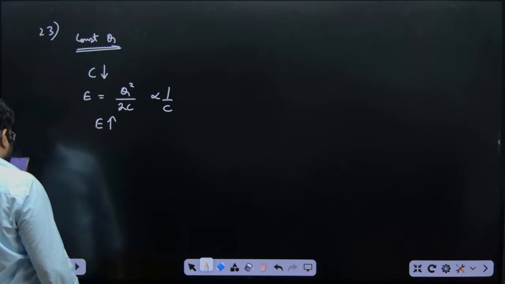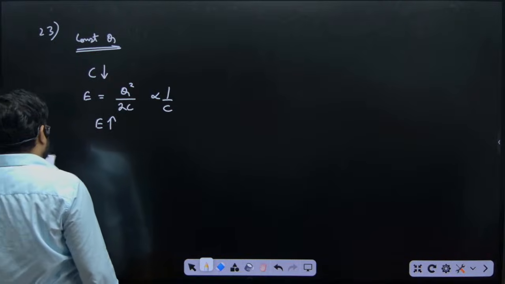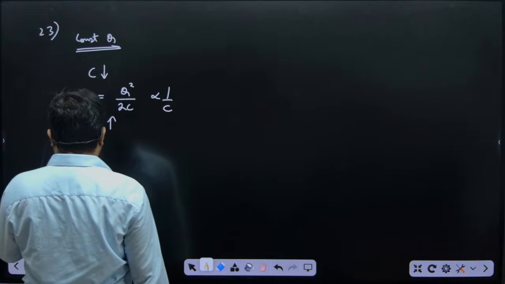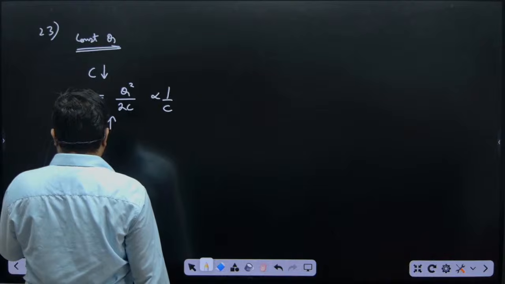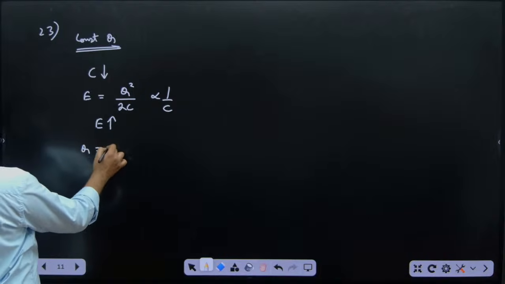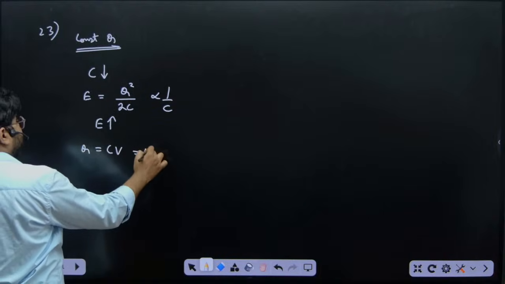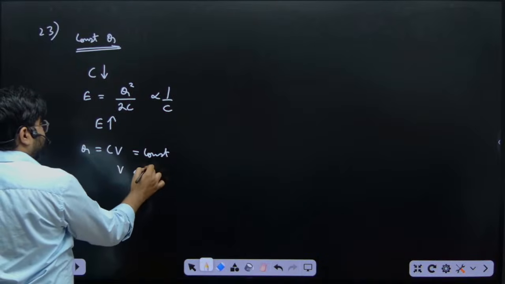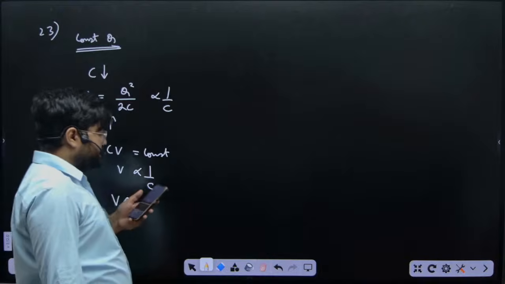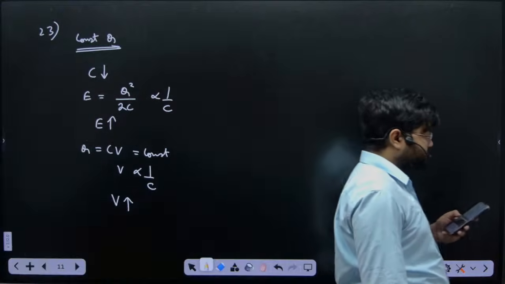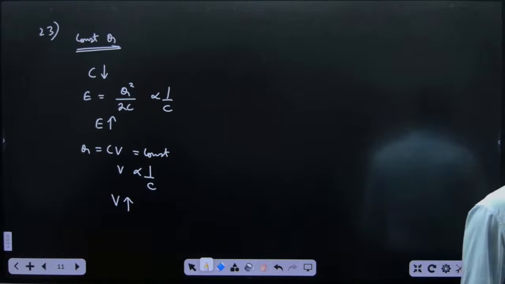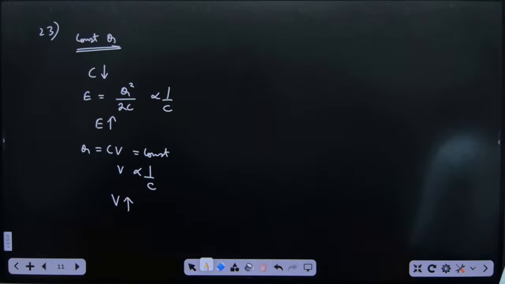Potential difference between the plates of the capacitor. Yes. So Q is constant. Q equals CV. Q is constant. So potential difference is inversely related to capacitance. Capacitance decreases, so the potential difference between the plates also increases. Simple question, not very tough.